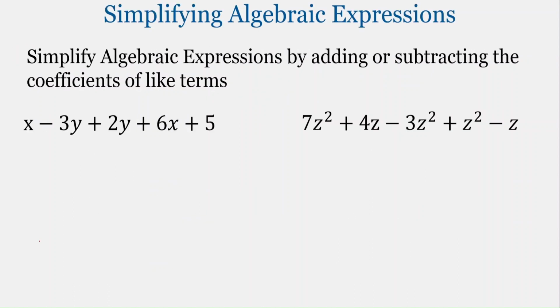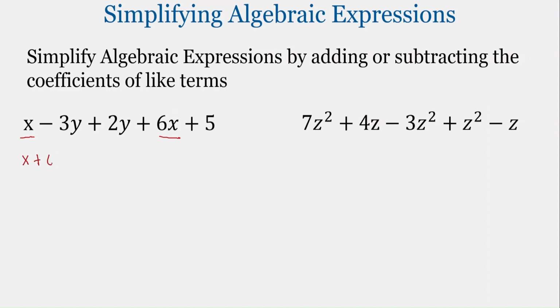So let's practice a few. When we simplify algebraic expressions, and again we saw this in the previous few lessons, we simplify them by adding or subtracting the coefficients of the like terms. So let's start by finding the like terms. In this first one, we have x and 6x. They both have the variable x raised to the first power. So I'm going to group those together.